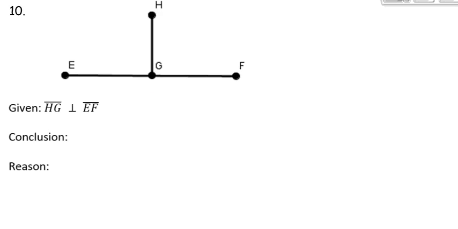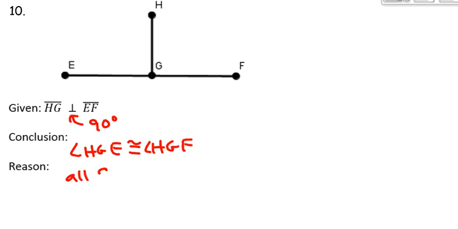Given HG and EF are perpendicular, so that little sign means 90 degrees, perpendicular. Conclusion: angle HGE is congruent to angle HGF. And again, all 90 degree angles are congruent.